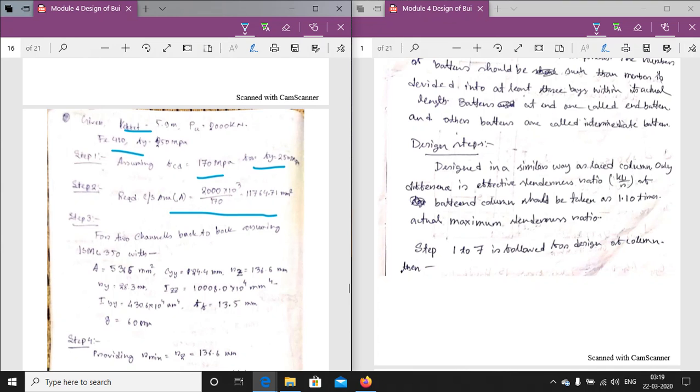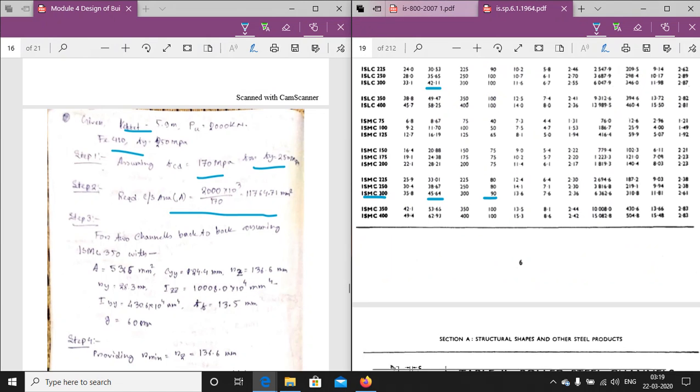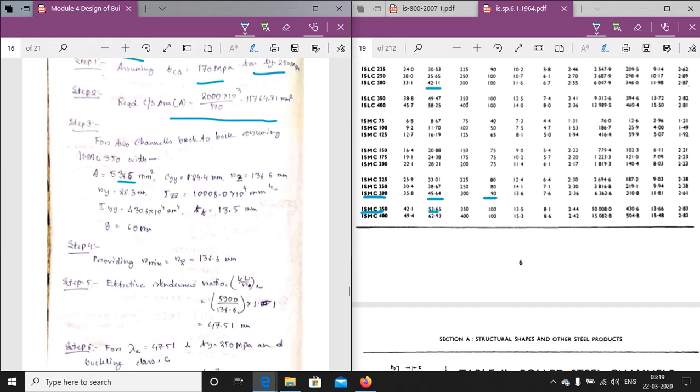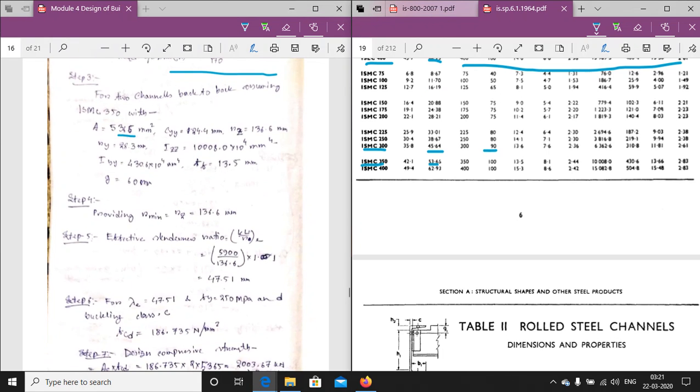So taking the two channels having 11764, if we take ISMC 350, the area is 5365. The total area provided will be much more than that, 2 into 5365, so the total area we are getting is equal to that.